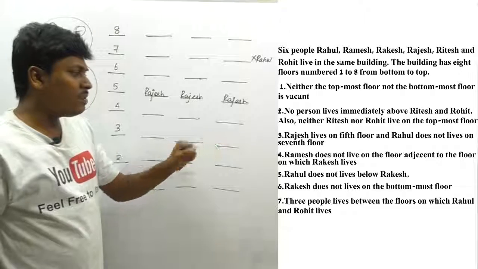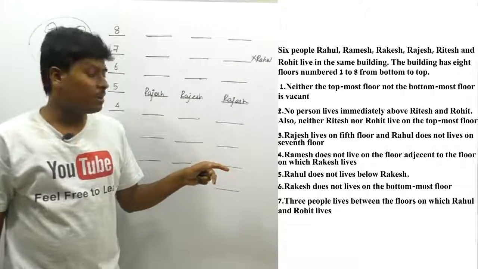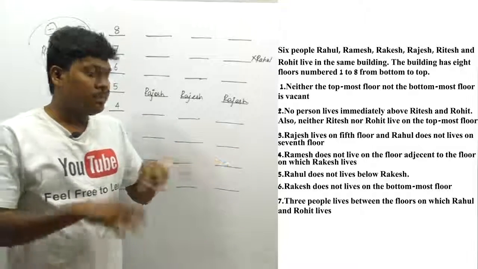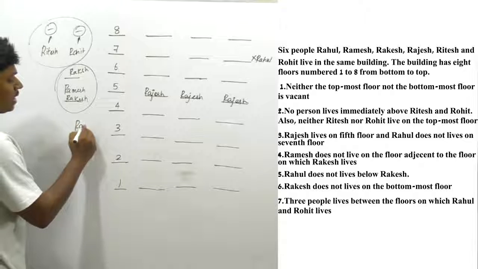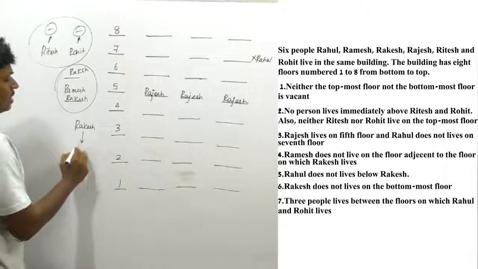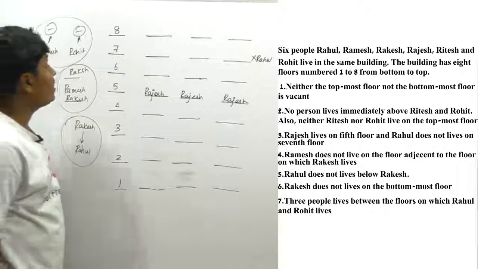Rahul does not live below Rakesh. So friends, below Rakesh, Rahul should not come, not immediately below. They have said that below Rakesh, the person Rahul should not come, right? This is the third clue they have given. Already we have 3 clues.